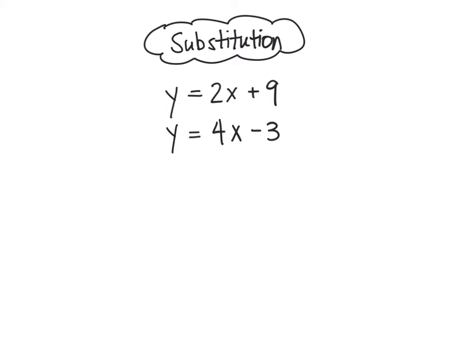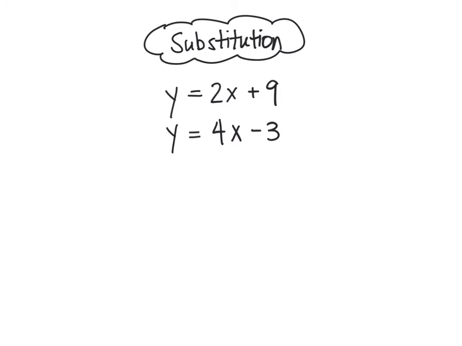To solve this system of equations, I'm going to use the method of substitution. The reason I'm going to use substitution is because at least one variable is isolated. In this case, two variables are isolated, the y in both equations. So I'm going to substitute this y with the 2x plus 9, because 2x plus 9 equals y.